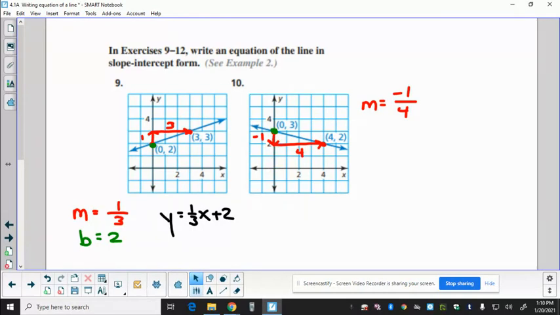Now I'm ready to write my equation. Y equals mx plus b. By the way, that negative in that fraction could go anywhere. It could go on the top, could go on the bottom, could go out in front of the fraction. Okay, same stuff. Let's take a look at your number 11.